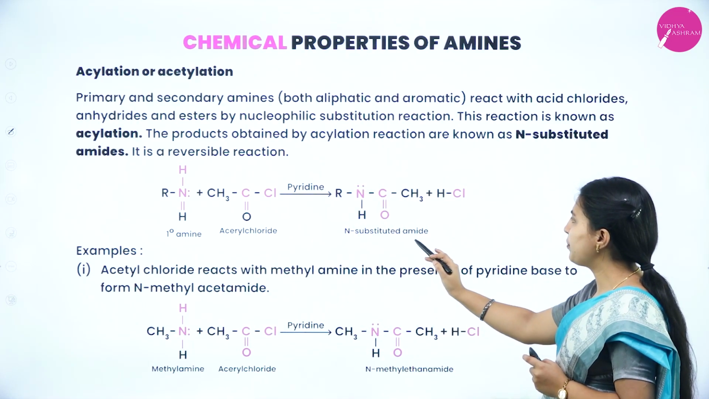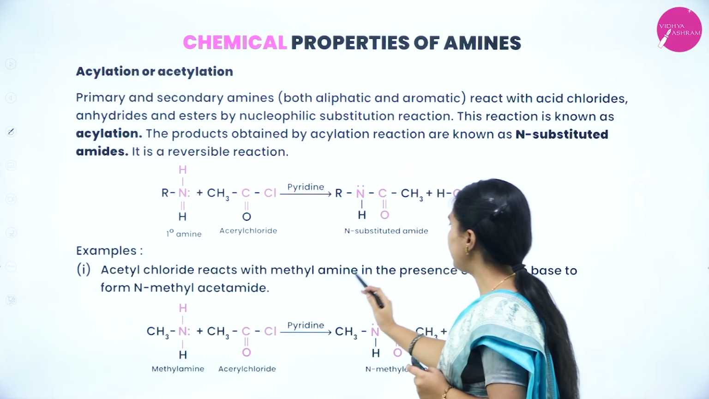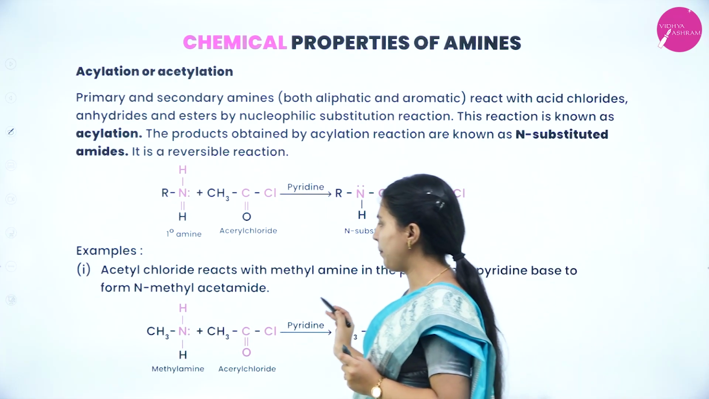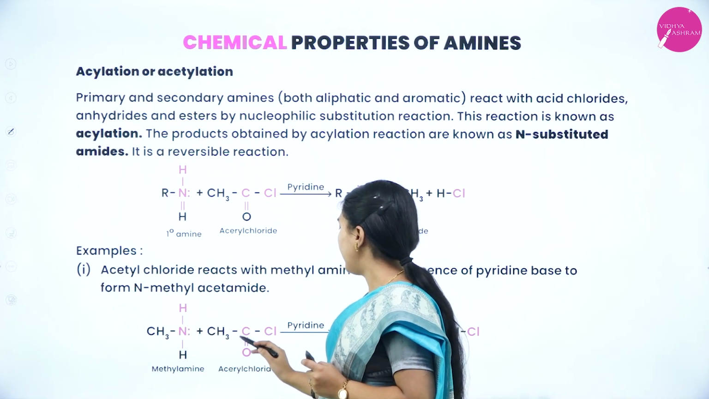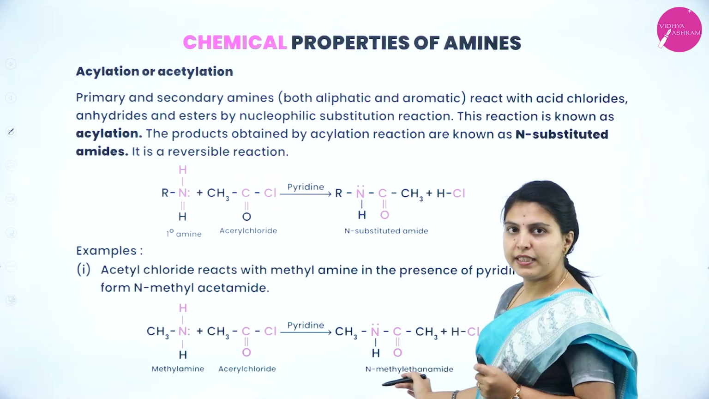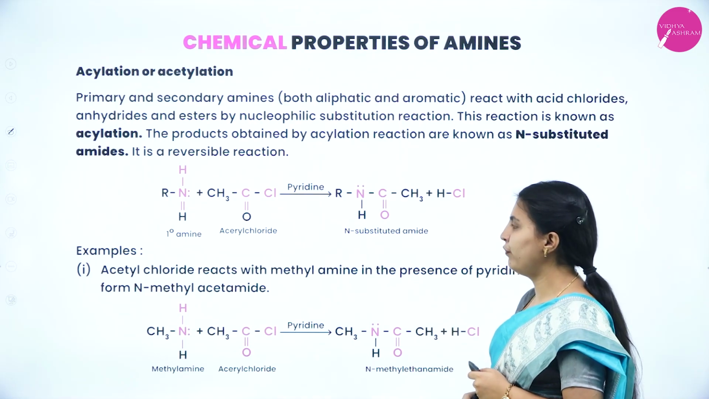It will form N-substituted amide. Example: acetyl chloride reacts with methylamine in the presence of pyridine base to form N-methyl acetamide. Okay, this is methylamine, and with acyl chloride in the presence of pyridine, which is a base, it will form N-methyl amide. At the end, amide only should form.